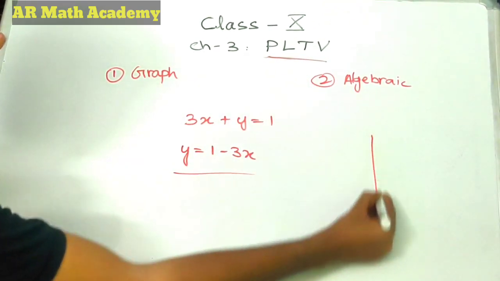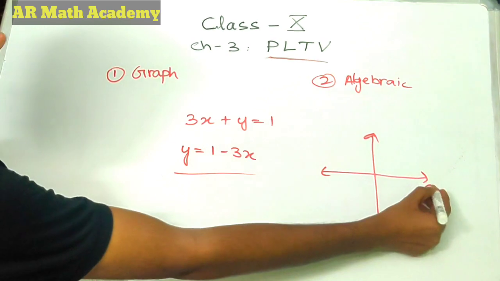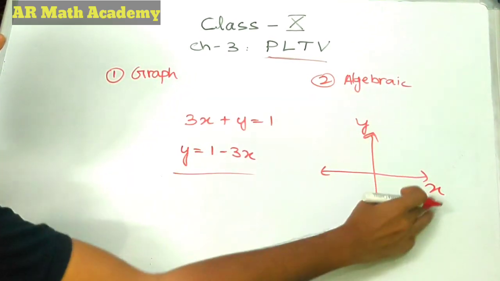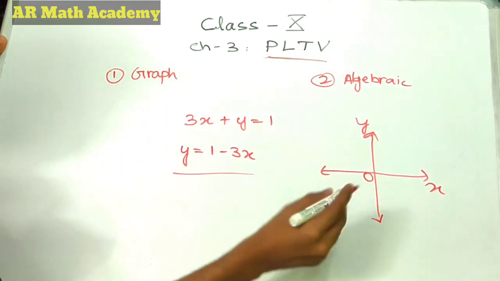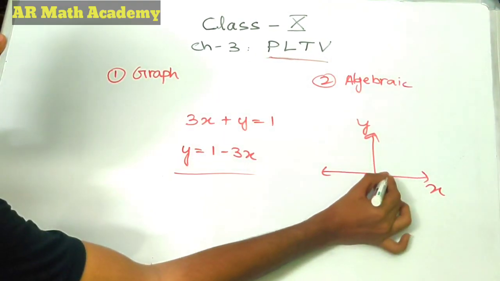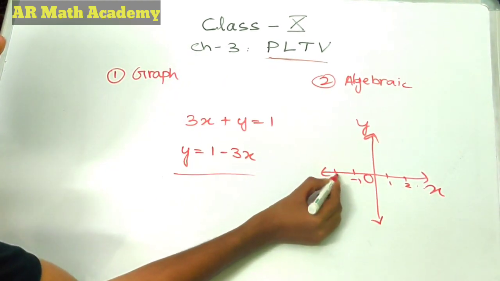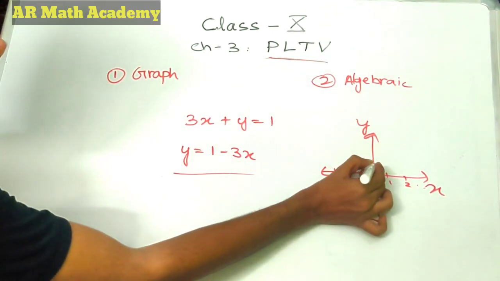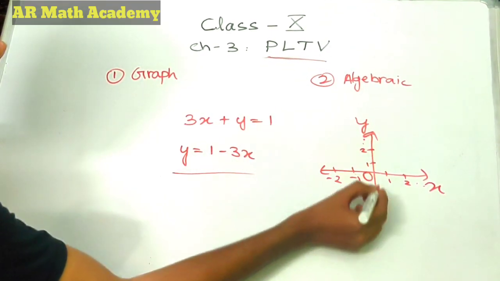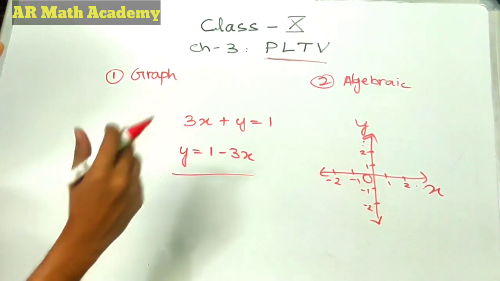Now what does a graph consist of? A two-dimensional graph consists of an x-axis and a y-axis, and you can plot any point in this. It can be 1, 2, 3 and all the positive numbers, and -1, -2 over here on the left-hand side, and similarly on the top and the bottom. So this would be 1, 2 and so on till infinity, and -1, -2 and so on. So this is your model graph.